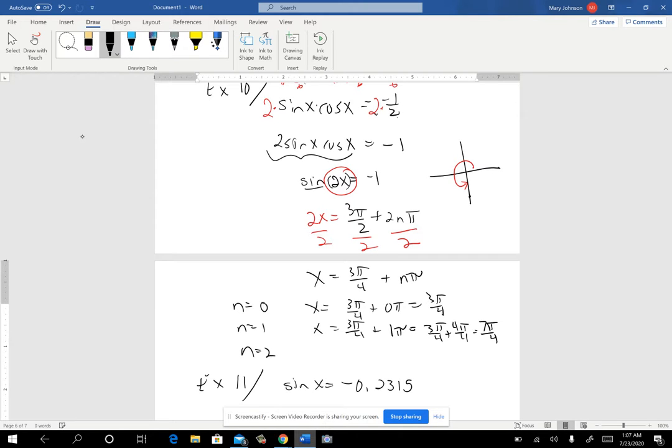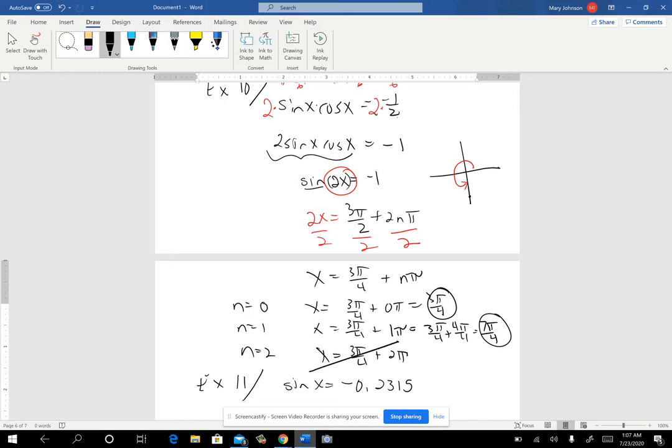You see, when you get to n equal 2, that's too big. So when you put in a 2, oh, wait a minute, I've got to stay within 0 to 2 pi, so that would get me past that. So my answer would be the 3 pi over 4 and the 7 pi over 4.